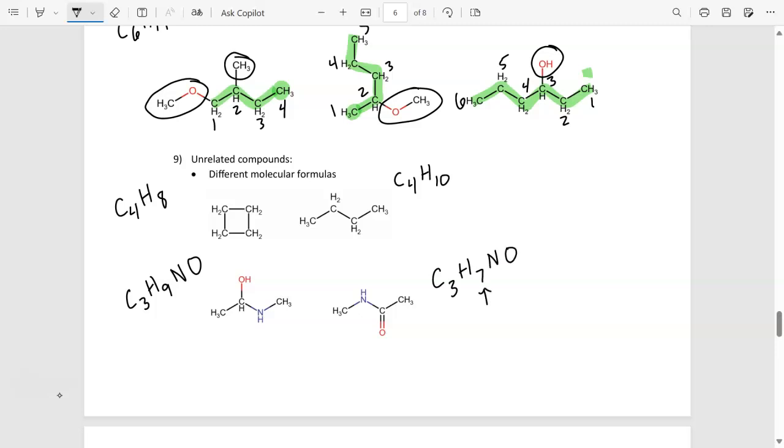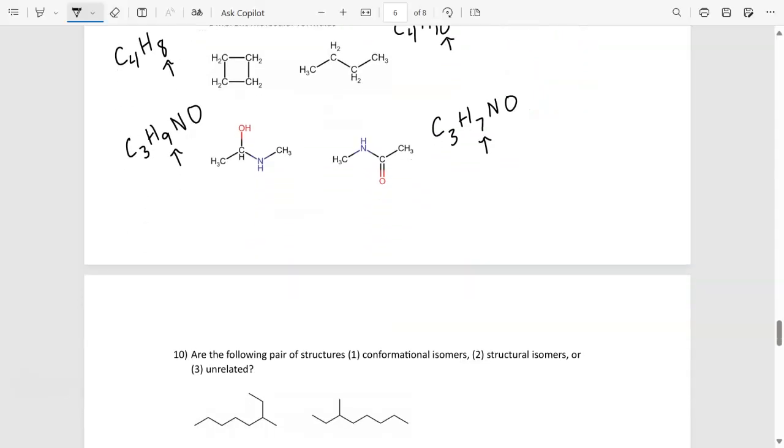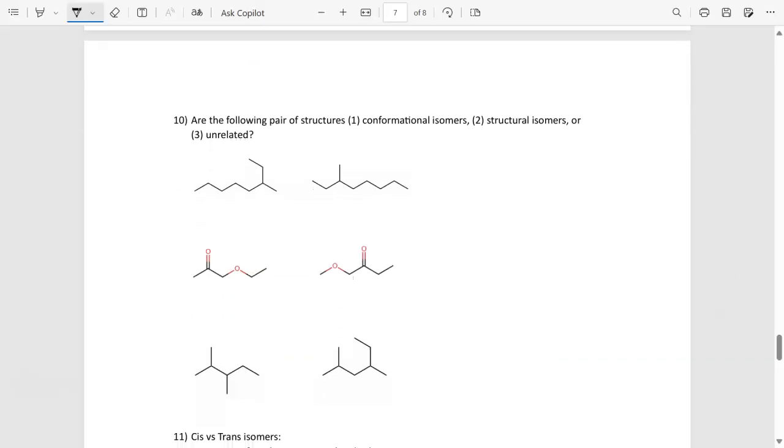So the fact that the hydrogen numbers are different in each one of these cases means that they're going to be unrelated. Okay, so in the next video, we will go through some example questions where we try to decide, are they conformational or structural isomers, or are they completely unrelated?